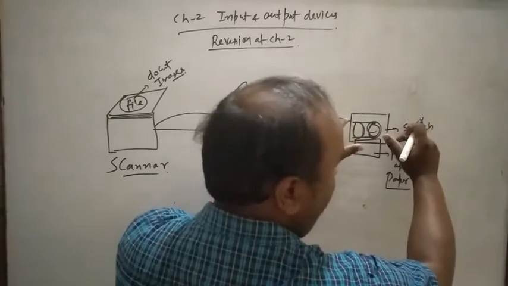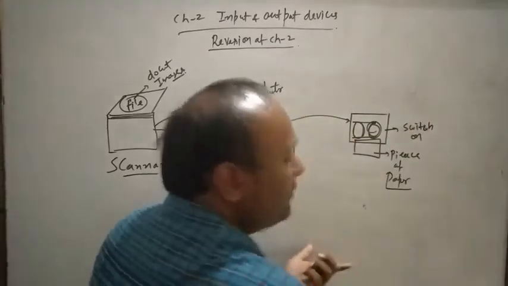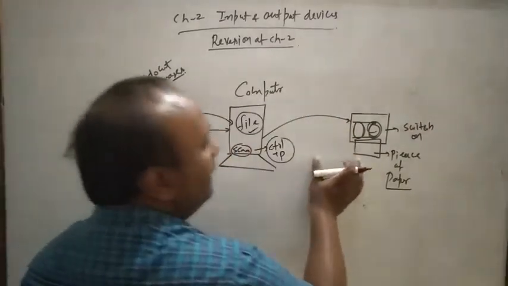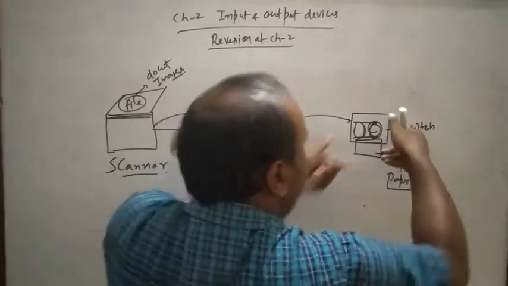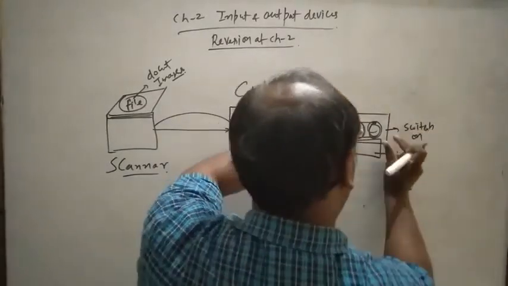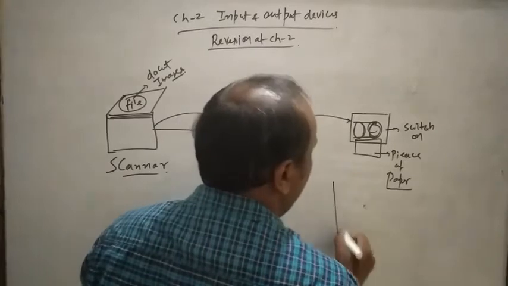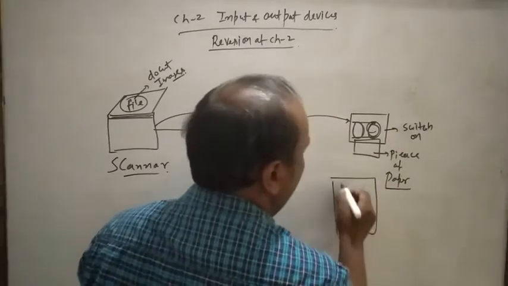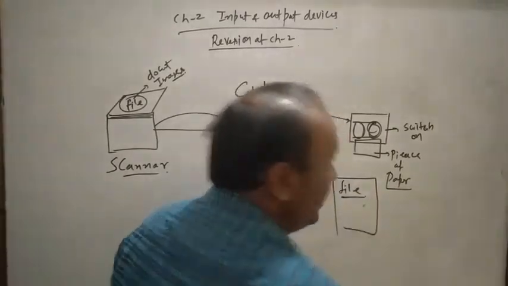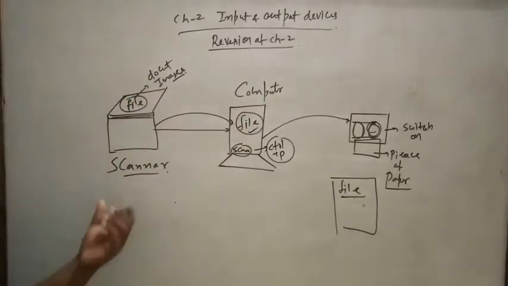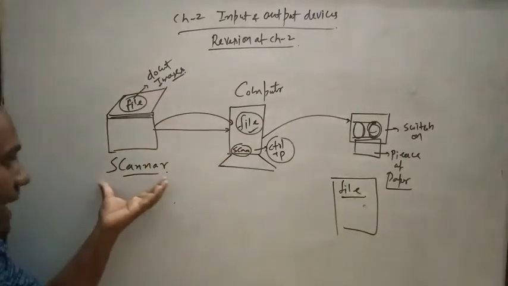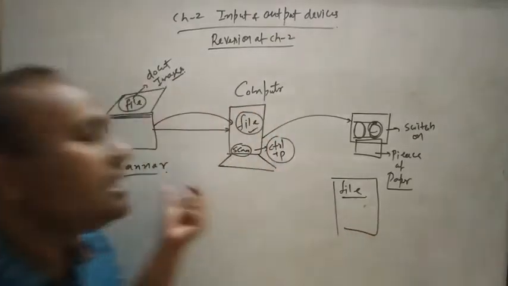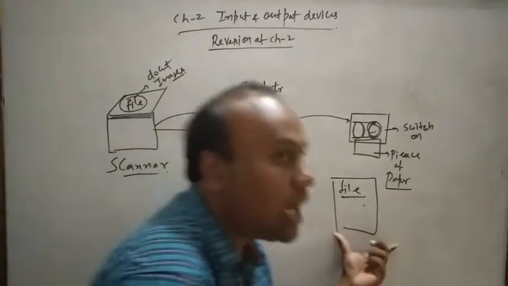The drum printer is here, laser printer, inkjet printer, any printer is here. Whatever page is printed comes out this way, and after that we can take the hard copy of this document from here. So this is basically the difference between the scanner and printer. Scanner is an input device and printer is an output device.